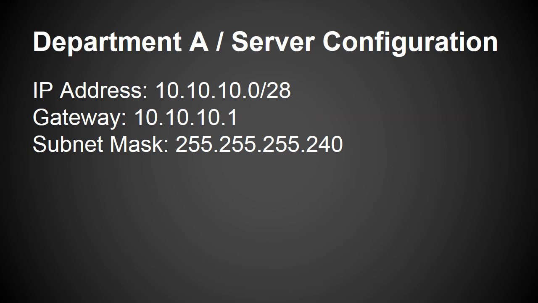Department A server configuration. They have 10 PCs, a database server, and a file server with the IP address 10.10.10.0/28 and a gateway of 10.10.10.1, also with a subnet mask of 255.255.255.240.